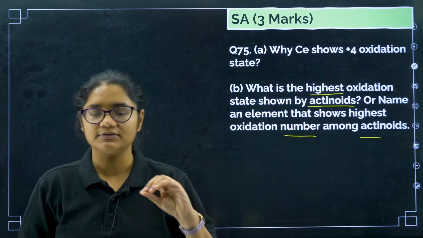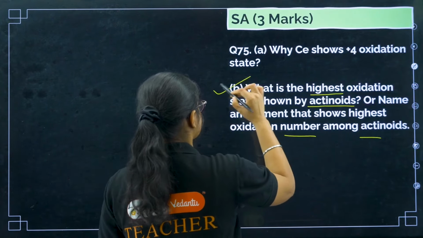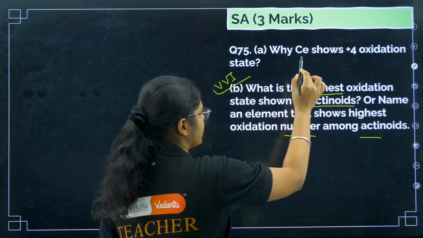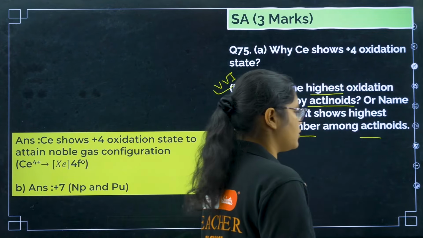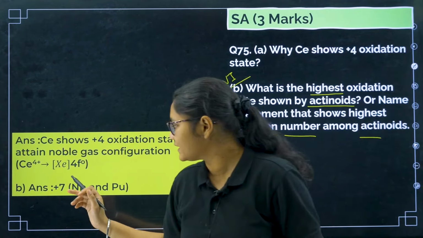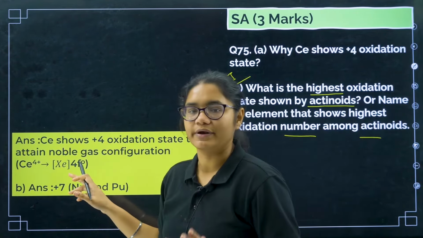Yes, so this question is also very repeated. This part is an important question. Okay, so let us see the answer for this one. Ce shows +4 oxidation state because of its stable configuration of 4f0.